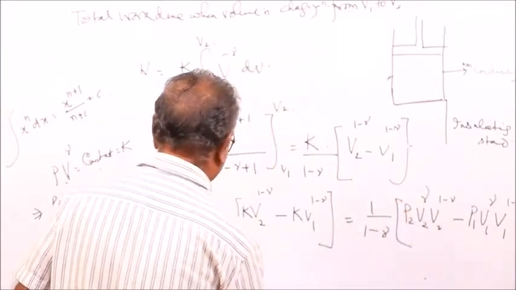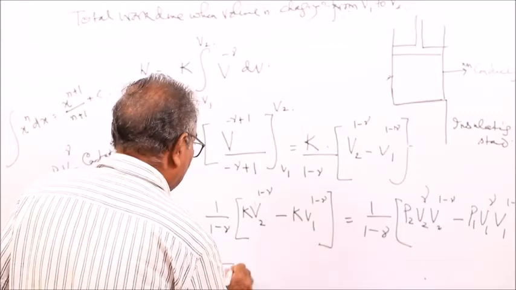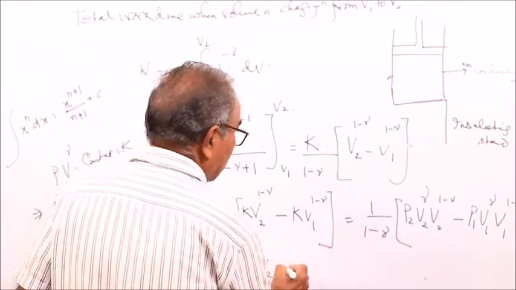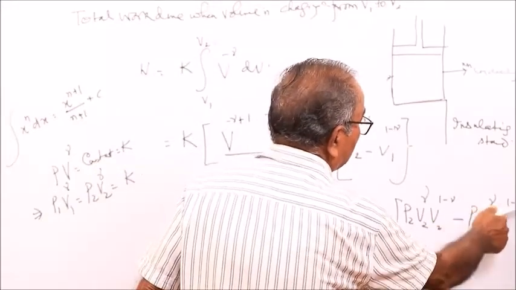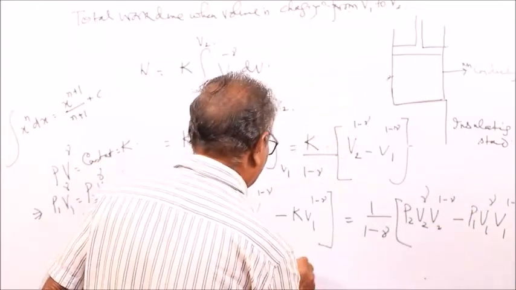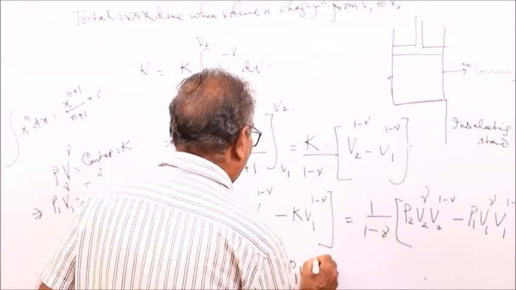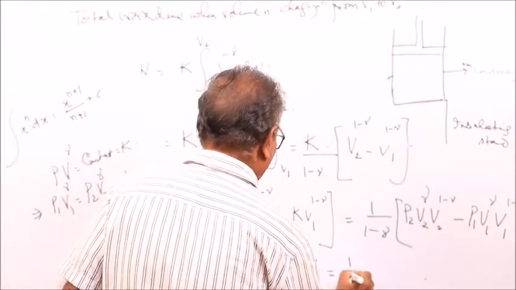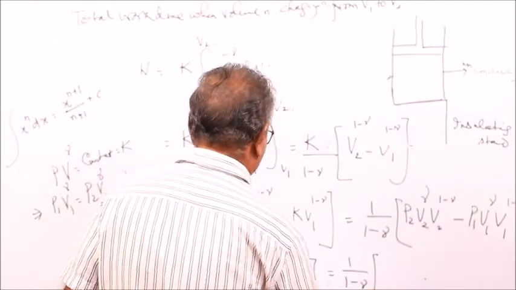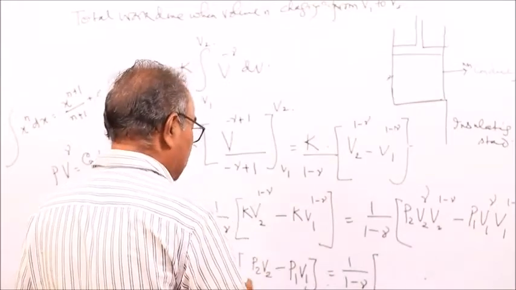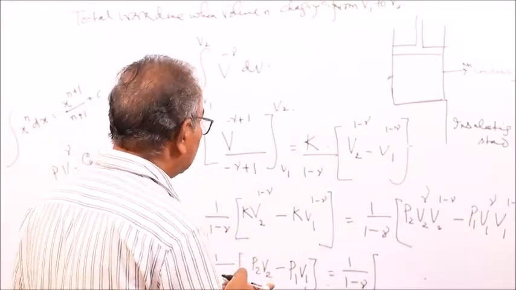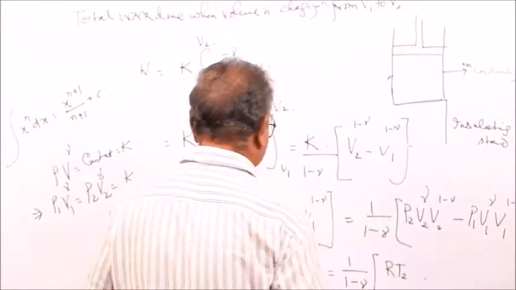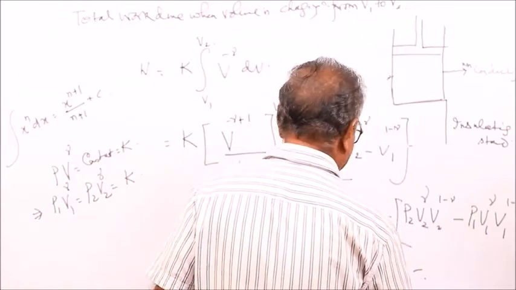So this is P2 V2 over 1 minus gamma, minus P1 V1 over 1 minus gamma. Similarly, powers are added, plus gamma minus gamma cancels, so this is P1 V1. Now P2 V2 is equal to nRT, for 1 gram only, so this is RT2, then minus, similarly P1 V1 is RT1.